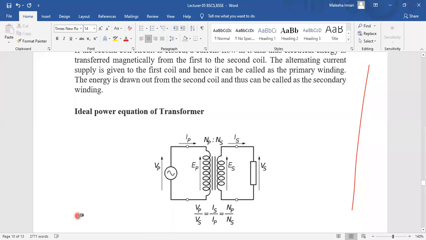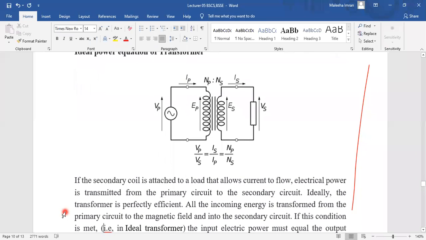That is, the ratio of the primary to the secondary voltage will be equal to the ratio of the secondary current to the primary current, and it can also be written as the ratio of the primary turns to the secondary turns. So in this case, you can write VP is equal to NP over NS into VS. Now you can see that if the number of turns in the primary is small and in the secondary is more, then that is called a step up transformer, and if the number of turns is more in the primary and less in the secondary, then that is known as a step down transformer.